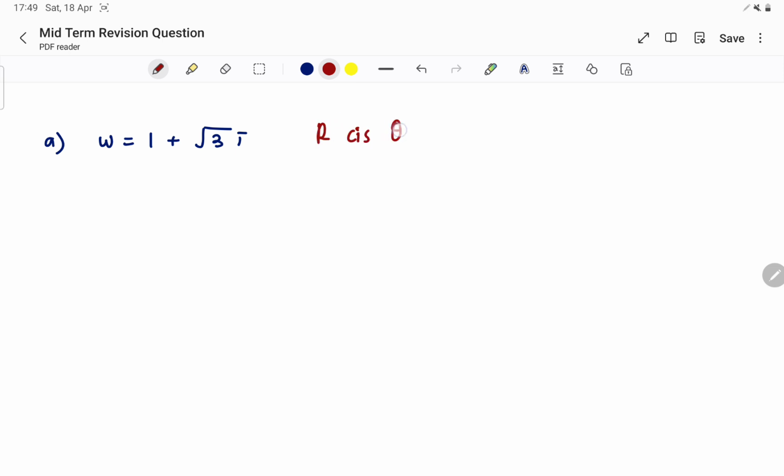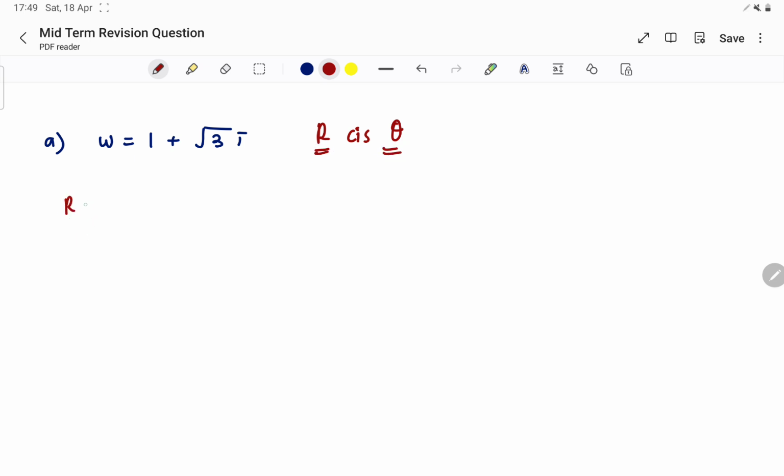I will write here. So we have W equal to 1 plus i square root 3. They ask us to express it in the form of r cis theta. So r cis theta is our polar form, right? So here we find the value of r and theta.